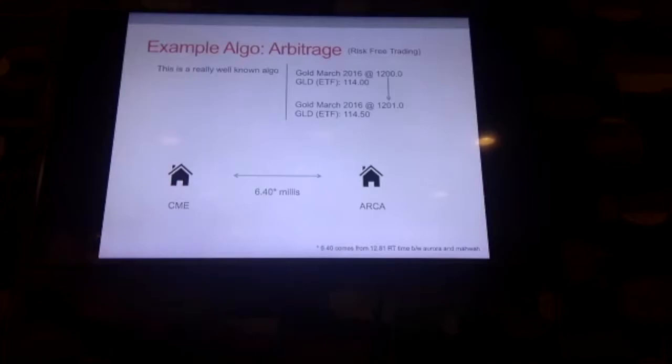I can't buy the ETF beforehand because I may not be able to get the gold at that particular price. So this all has to happen after you take care of your primary symbol, which is the futures contract in gold. In this particular instance, speed really matters. You have a round trip time of 14 milliseconds from ARCA to the CME.